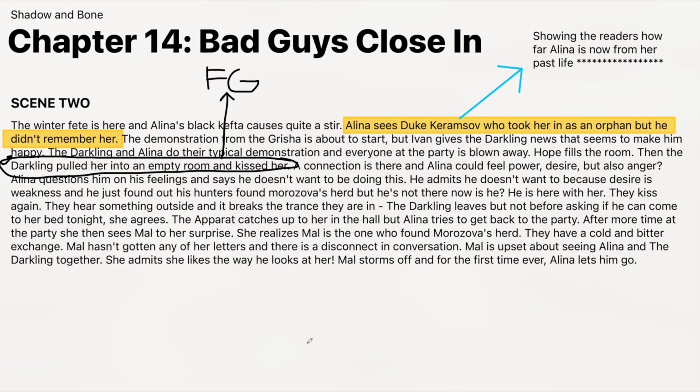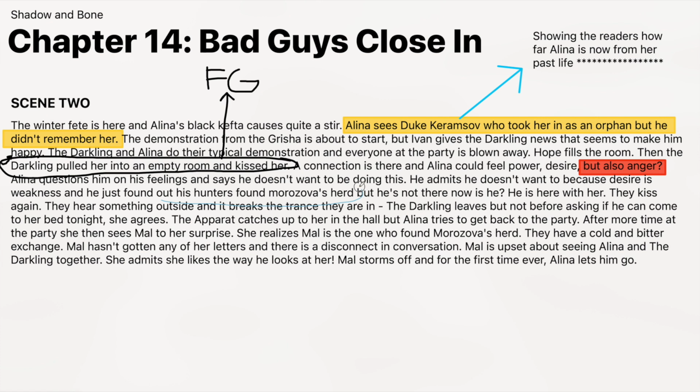They are really kissing, going at it in this empty room, and Alina could feel power, desire, but also anger. She's kind of confused and a little scared about that. Like, why are you angry? So Alina questions him on the feelings and says, you don't want to be doing this, do you? And he admits he doesn't want to, but he's really smooth and plays it off by saying, because desire is weakness.